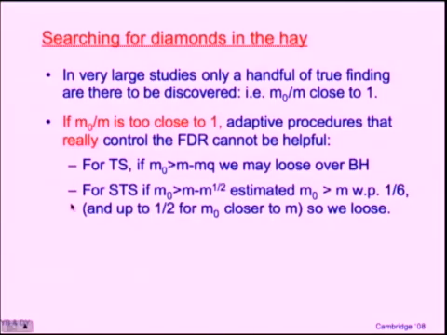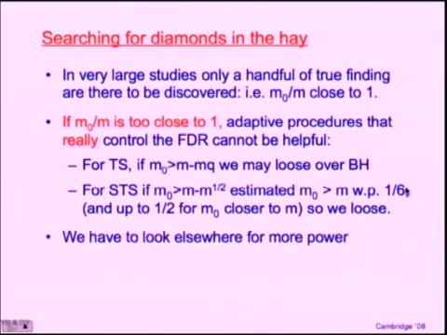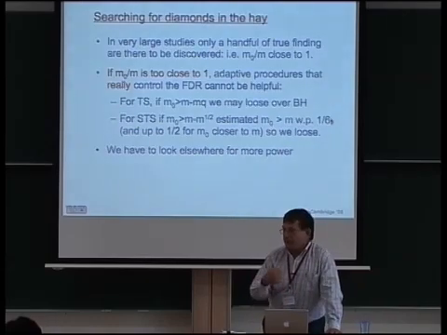If you use the Storey-Taylor-Siegmund one, if m naught is bigger than m minus the square root of m, the estimate of m naught might be bigger than m quite often, and in fact, under this condition, with probability 1/6, you will do that, and then you will have to lose over the regular one. So we have to look elsewhere for increase of power. This will not come from making adaptive procedures better and better.